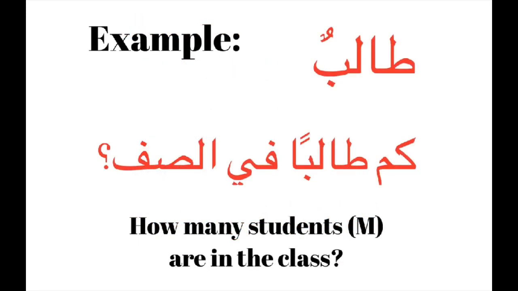Let's look at another example. Talibun. Talibun means a student. If we want to ask how many students, in particular male students, are in the class, we ask kam taliban fi saf. Again, we begin the sentence with kam, which means how many. Then we use the singular noun, talib.